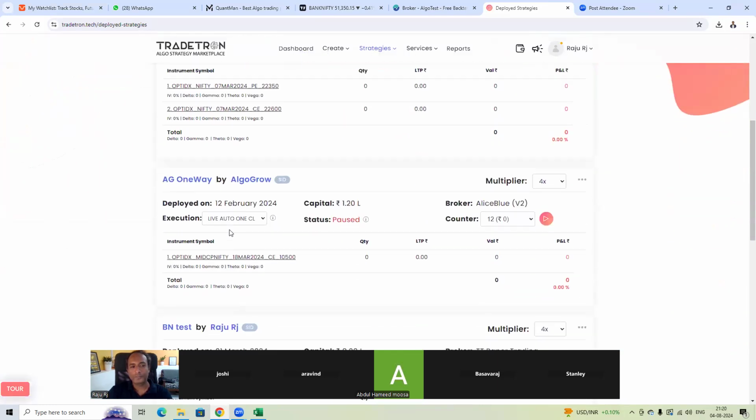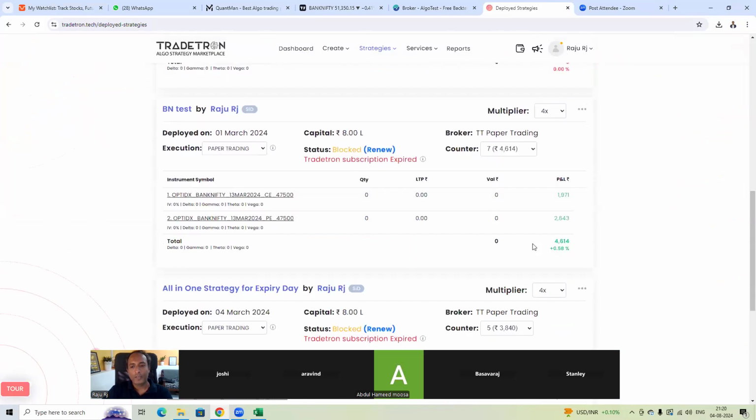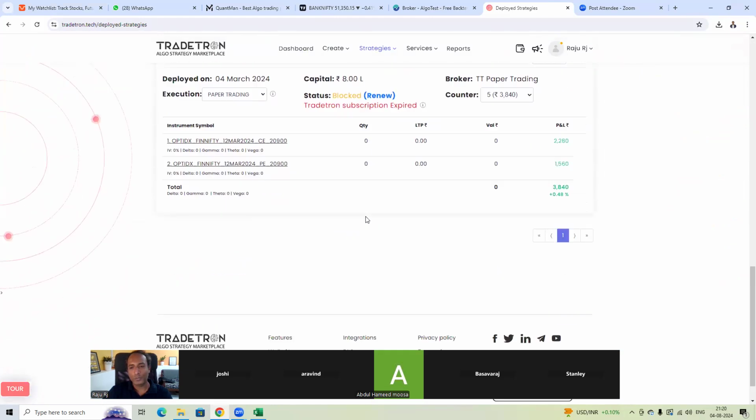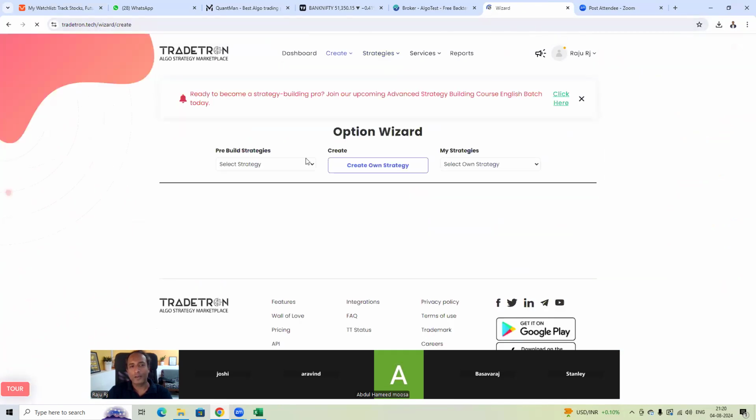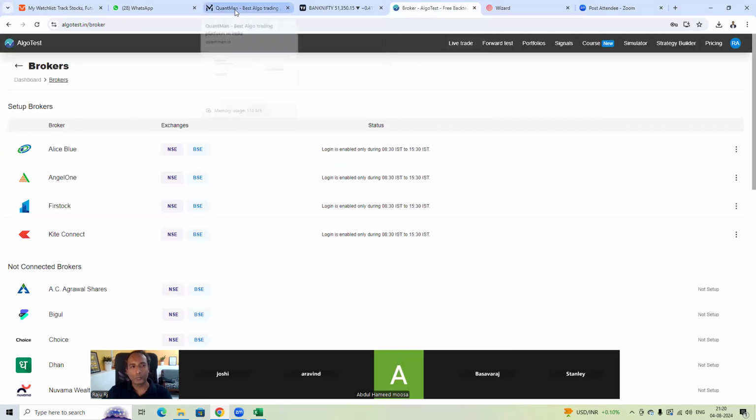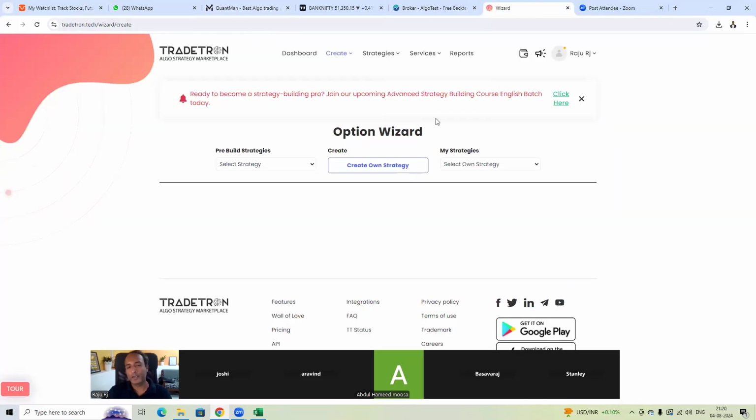You can just see here Bank Nifty. I will show you an all-in-one strategy. It is the most complicated strategy. I will share this strategy also. Here it is the same: create your own strategy, option wizard. So basically, if you want to test it, Quantman and AlgoTest will do. And for Tradetron, if anyone wants any strategies, I can share those strategies in the group. You can personally ping me.